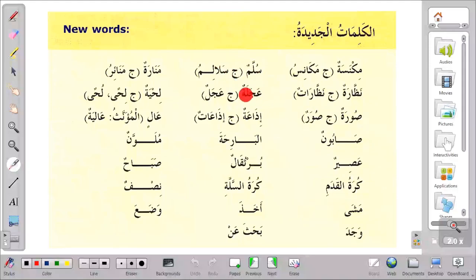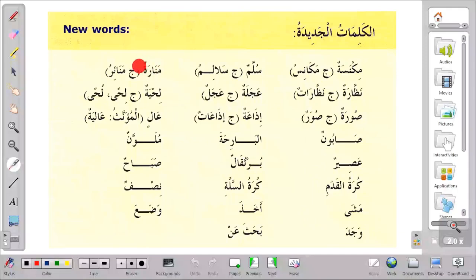Now, ajalatun, the wheel, right? Iza'atun, a radio station. Al-barihatu, last night. Burtukalun, orange. Kuratus salati, what's the name? Basketball. Akhaza, he took. Bahatha, and he searched. So bahatha means he searched, but most of the time it goes with this preposition, an.